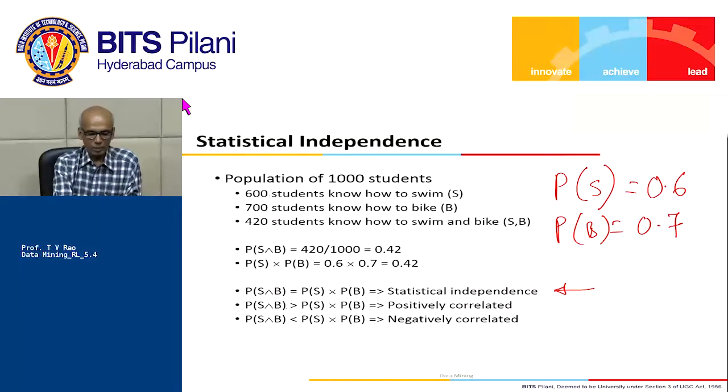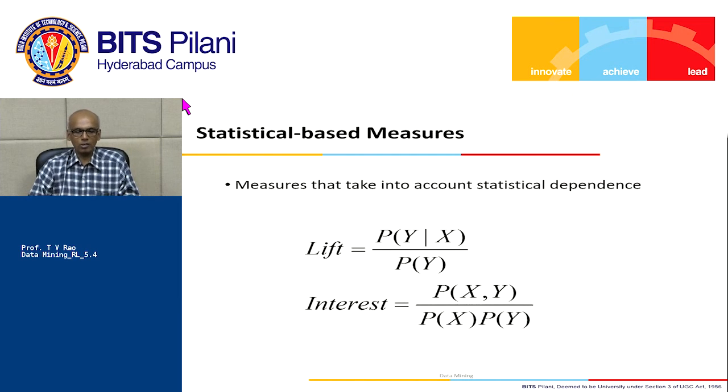But if we get this probability to be higher than this product, we can say there is a positive correlation. And if it is less, we can say there is a negative correlation. So now this may help us solve the problem.